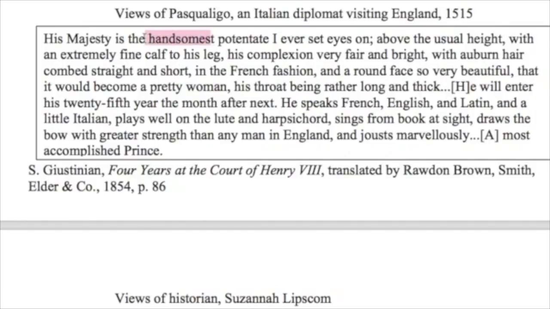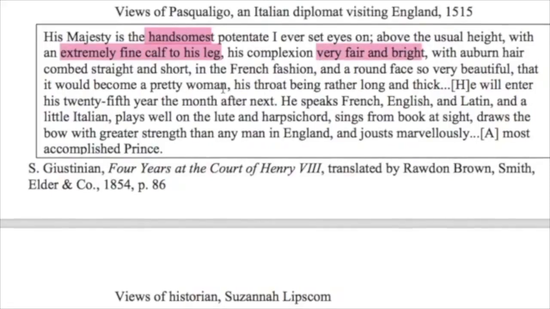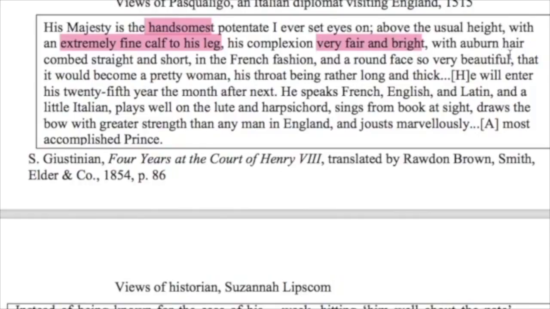He is the handsomest guy I've ever set my eyes on, above the usual height, with an extremely fine calf to his leg, because apparently it's important for a king to have an extremely fine calf to his leg. His complexion is very fair and bright, which suggests that he doesn't look ill or sick at all. He has a round face, so very beautiful that would become a pretty woman, which suggests that he has a very beautiful face which is as pretty as a woman's. His throat being rather long and thick, apparently that's also a good thing.